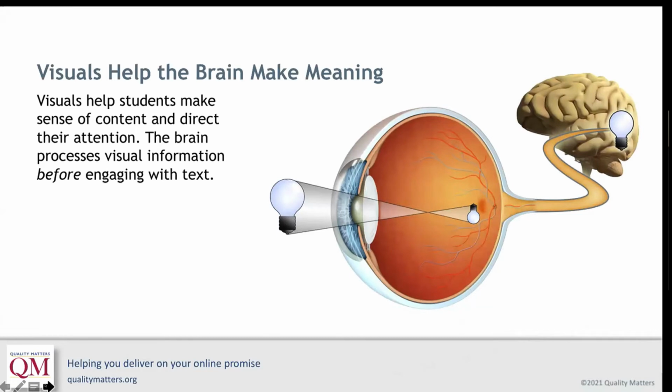Visuals also help the brain make meaning of what we're seeing or hearing or really interacting with, because the brain processes visual information before you engage in text. Think of it this way: when you're looking at this slide that I have on the screen, and this is another stock photo, did you look at the visual before you read the block of text?